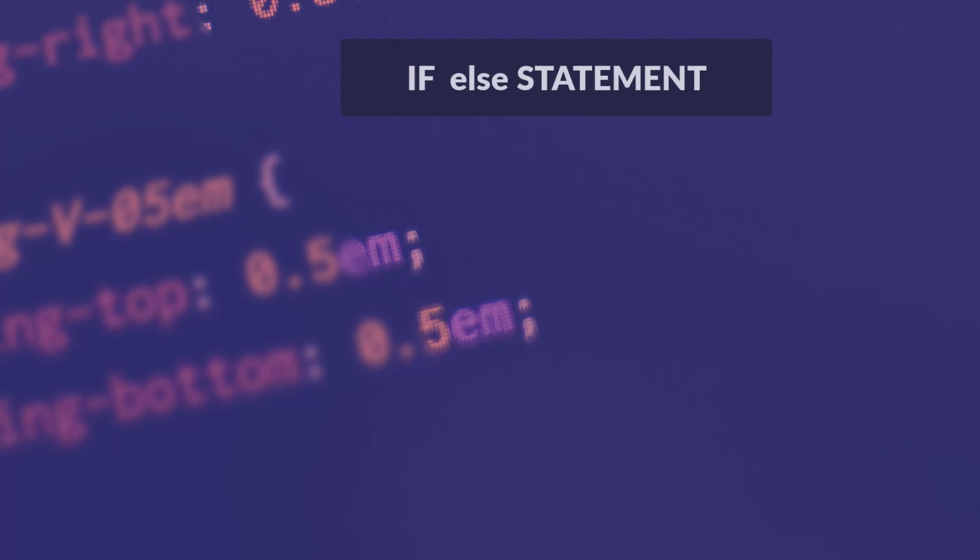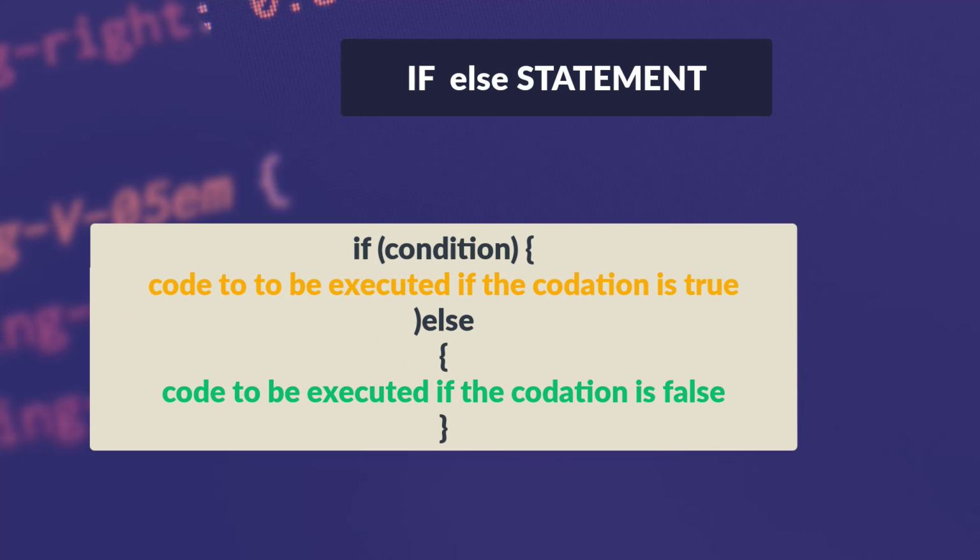The if else statement. The if else statement executes some code if a condition is true and another code if that condition is false. Here is the syntax for the if else statement. As you can see, we have the if and we have the condition into brackets, and into curly brackets we have the code to be executed if the condition is true. Else, we want to execute another code, or else we want to have another statement to be printed out if the condition is false.